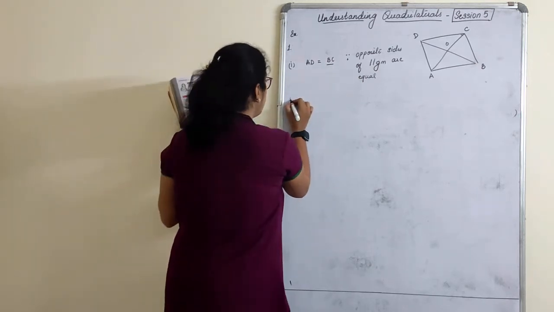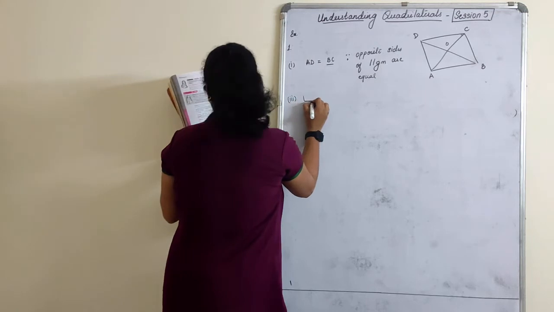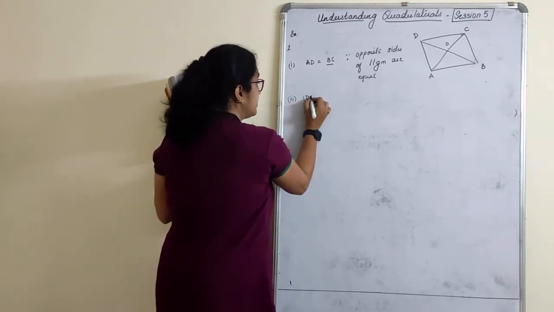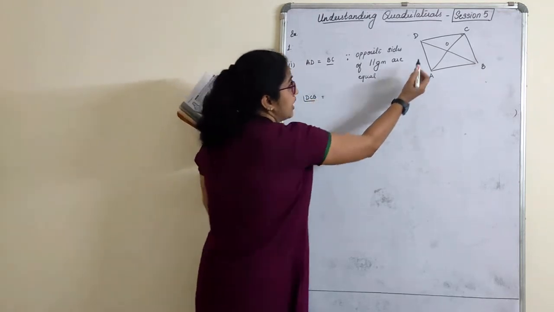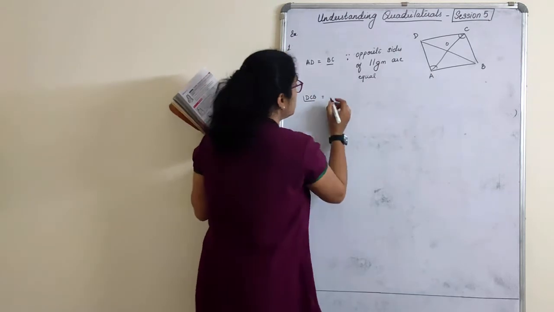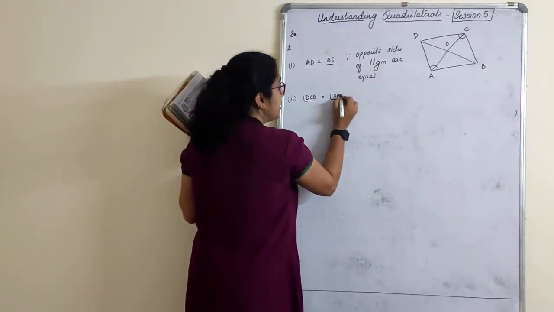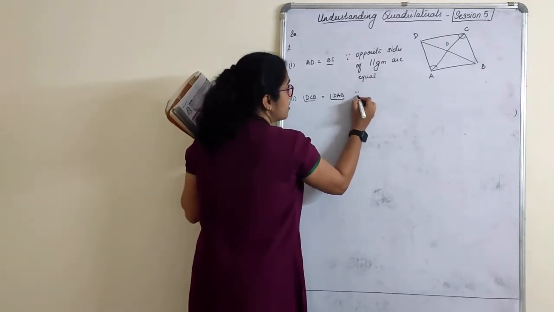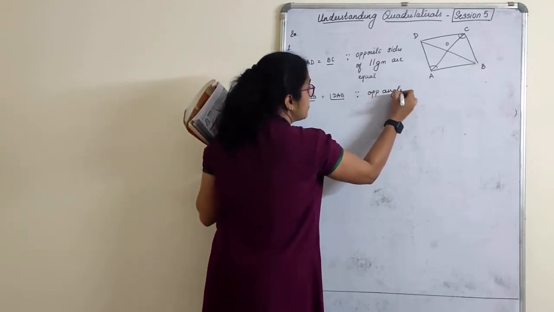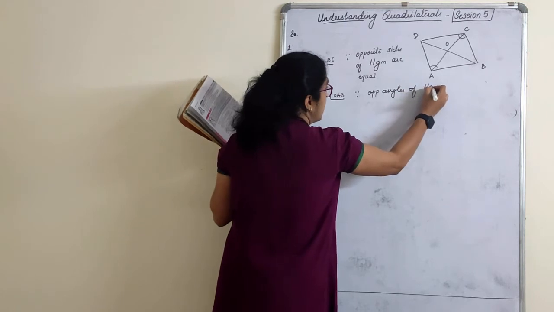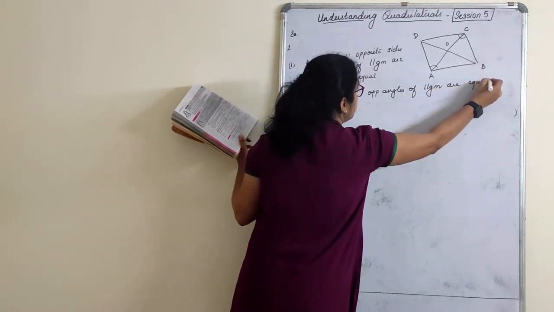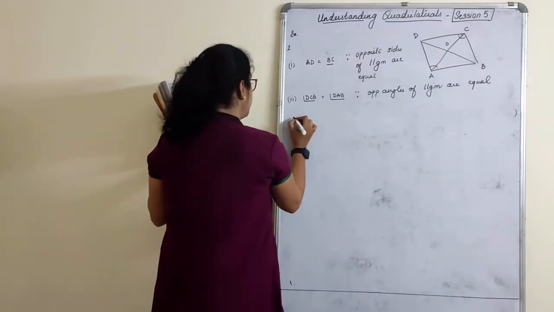Next one, they have given about the angle. Angle DCB is equal to, they are asking about this angle is equal to this, that is angle DAB, because opposite angles of a parallelogram are equal.